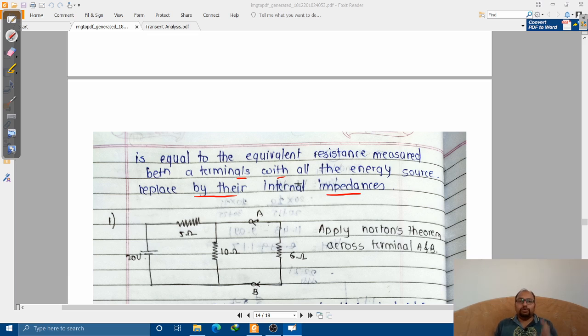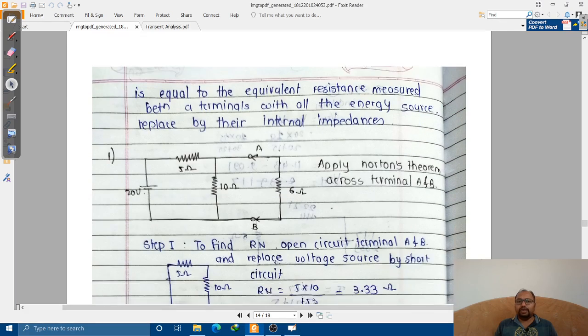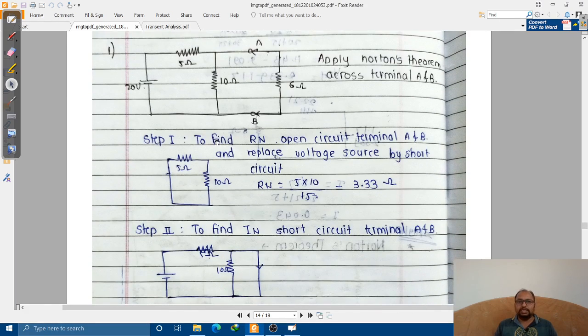Remember that whenever we are interested in finding the current, we have to make a short circuit, and whenever we are interested in finding the resistance, we have to open circuit terminals A and B. So we have to follow two steps. Step 1 is to find Rn. Suppose we are finding the equivalent resistance appearing across these terminals A and B.